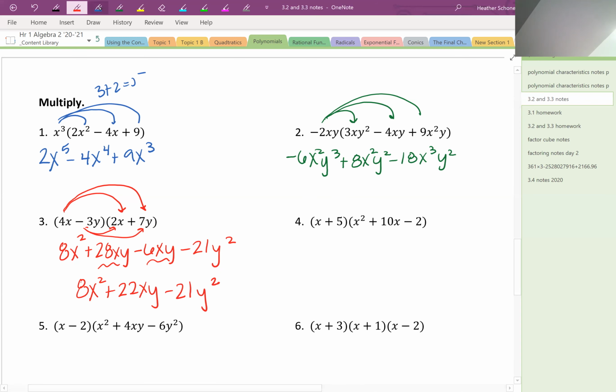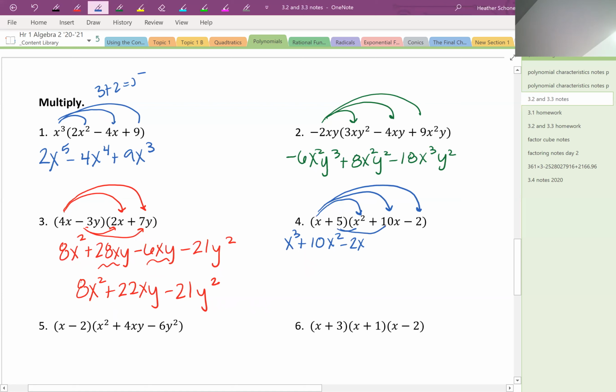Okay, let's look at number 4. On number 4, we're multiplying a binomial times a trinomial. So let's see how this works. First, we're going to have to take x times everything. So x times x squared is x cubed. Then I have plus 10x squared and then minus 2x.